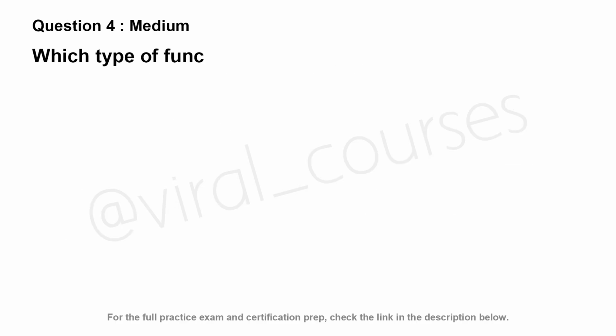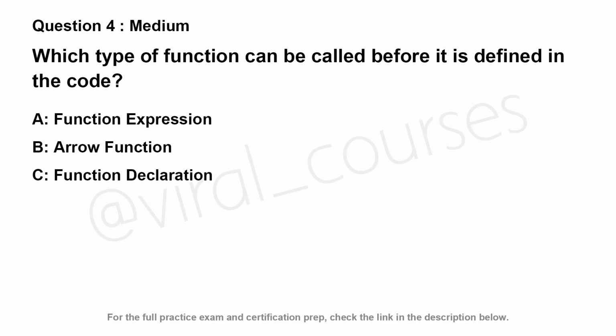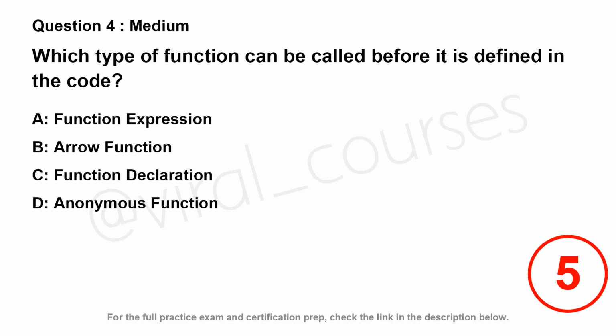Which type of function can be called before it is defined in the code? Option A. Function expression. Option B. Arrow function. Option C. Function declaration. Option D. Anonymous function.